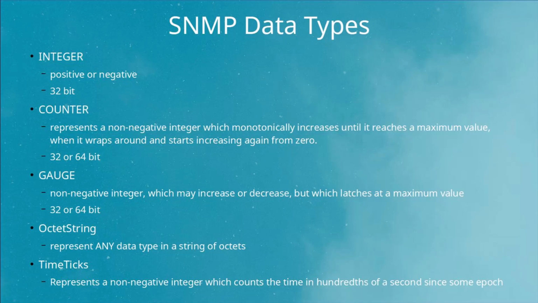Temperature can be represented by an integer. Bits in or out can be represented by a counter. A percentage can be represented by a gauge, and uptime can be represented by time ticks.